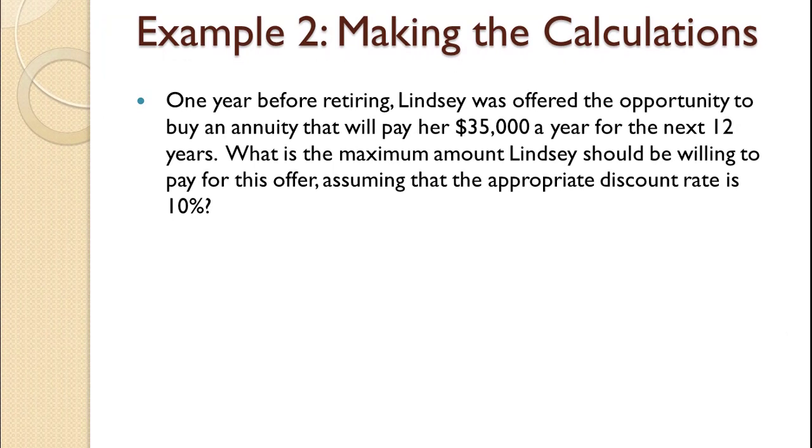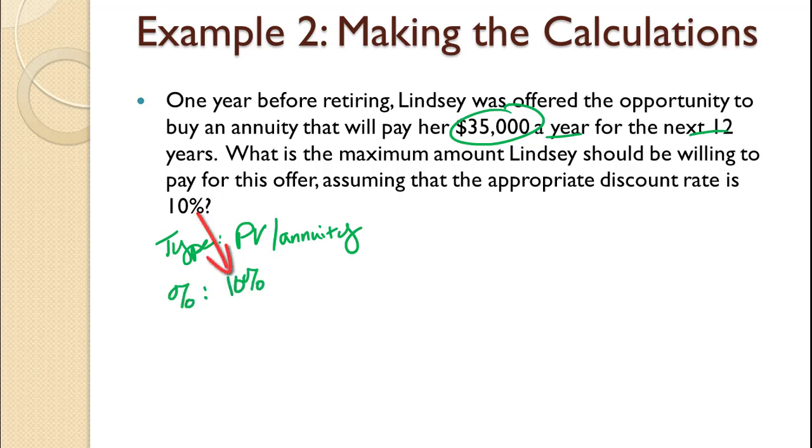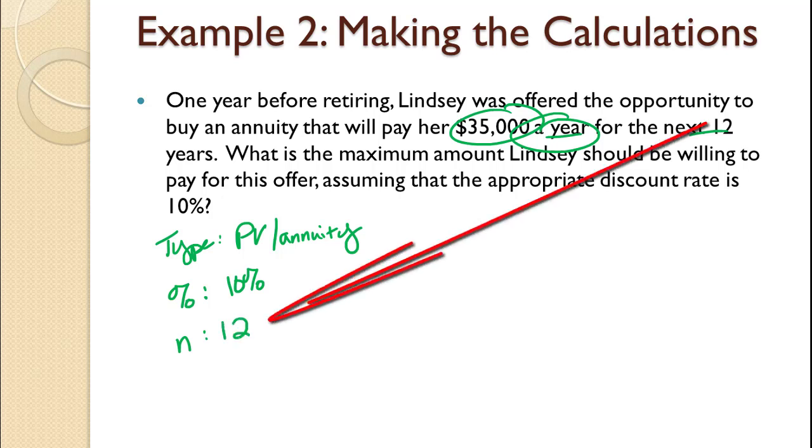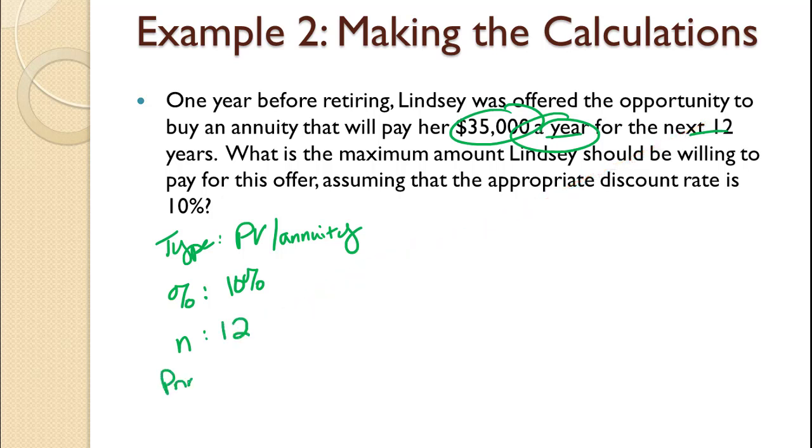Lindsay's thinking about buying this annuity. She wants to know if it's a good deal or not. Type, we said this was present value, and it's going to pay $35,000 a year for 12 years, so that's an annuity because multiple payments of the same amount are being made. Interest rate is 10%, and we're not going to have to adjust it because they're being made each year. So again, we could divide by 1, but it comes out the same. And N is 12. We don't have a principal value again. What we have instead are a series of payments. Not necessarily interest payments, but payments nonetheless.